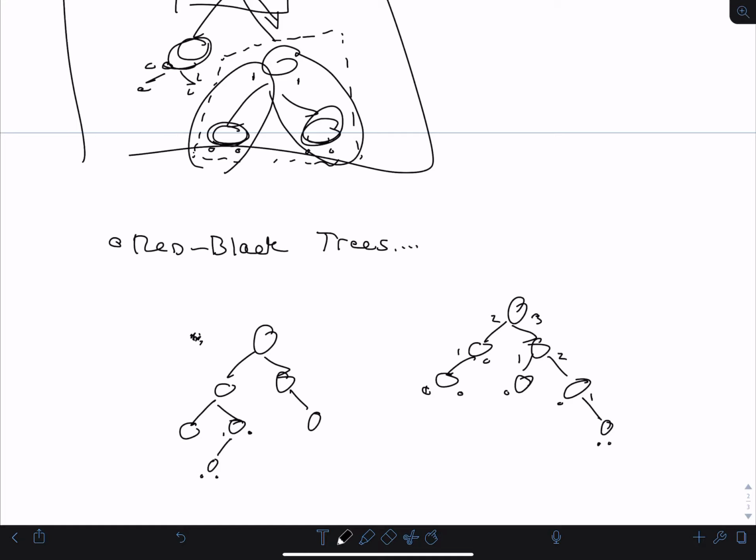Let's see if this would be okay. So this would be 2, 1. Oh, that might not be okay. Let's see. So this is 0, 0, 1, 0. No, it is okay. So actually, that would also be probably okay for an AVL tree.